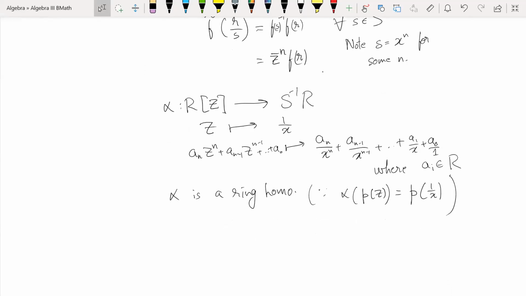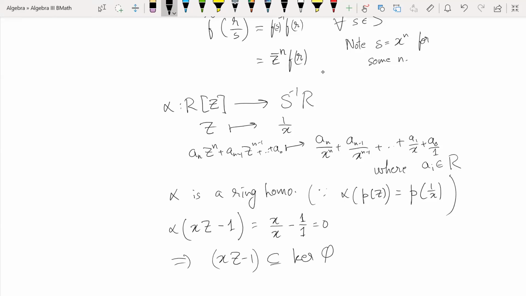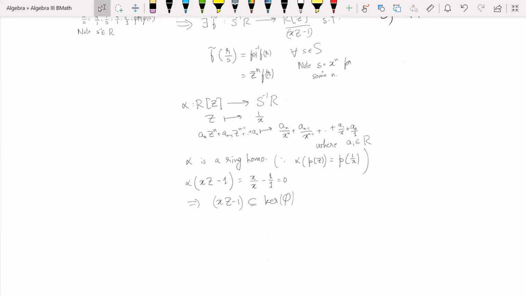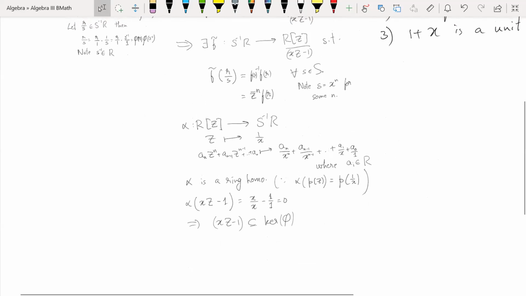We know that xZ minus 1 is a polynomial in R[Z], where x is an element of R, so this makes sense. What is alpha of xZ minus 1? It goes to x over x minus 1 over 1, which is 0. So this tells you that the ideal generated by xZ minus 1 is contained in the kernel of alpha. In fact, one can show that the kernel is exactly this, but I don't have to do that hard work because I already have the map in the opposite direction.